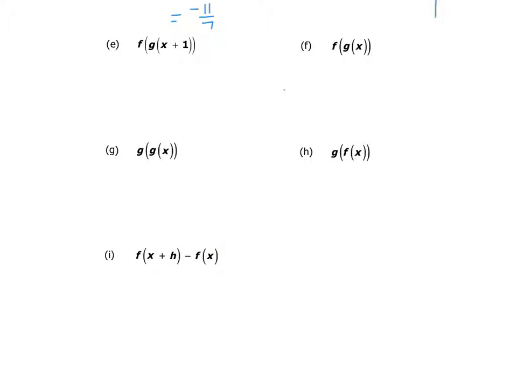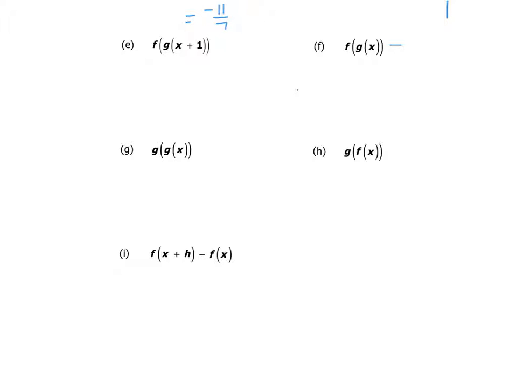Okay, now we have f of g of x plus 1. Now this one is going to be kind of busy, so let's go over here to letter f, f of g of x. And remember, g of x is just x squared. So what we can do is write this as f of x squared. Now what we're doing is we're putting x squared in place of x in the f function.